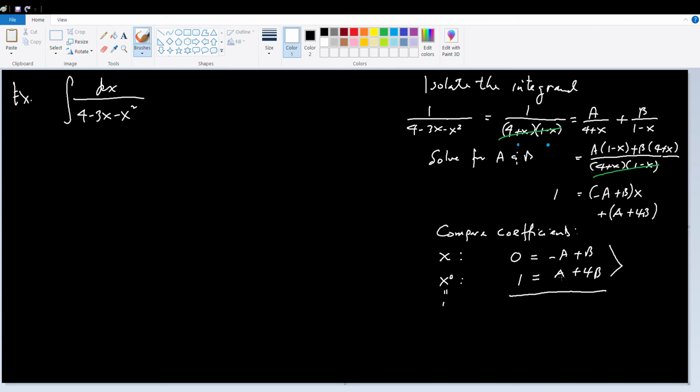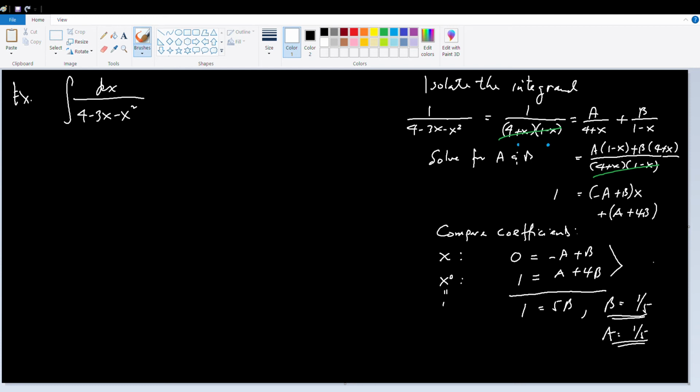So it's clear that by adding these two equations, we'll be eliminating a. So we add 0 and 1 is 1, negative a and a is 0, b and 4b is equal to 5b. So that gives us the value of b equal to 1/5. So if b is 1/5, substitute it in the first equation. If b is 1/5, then a is also equal to 1/5.